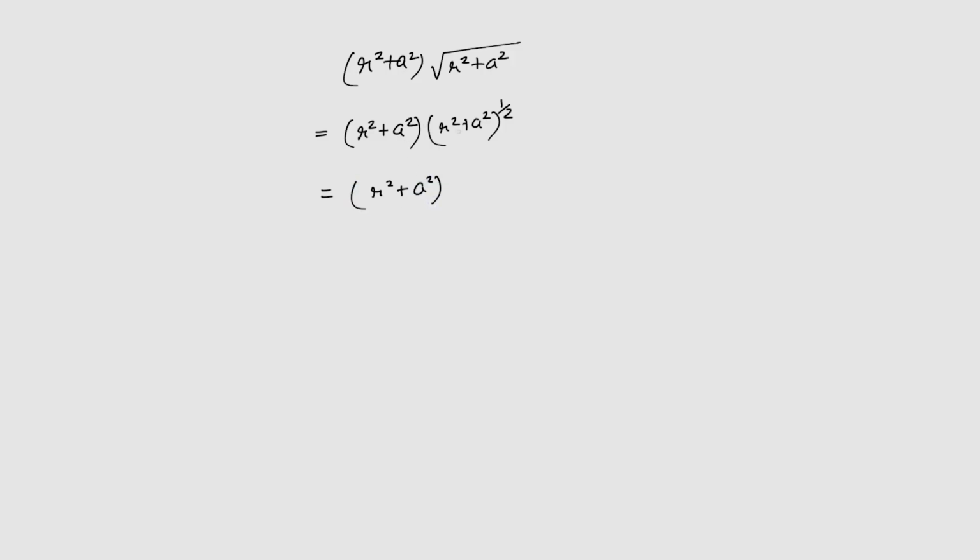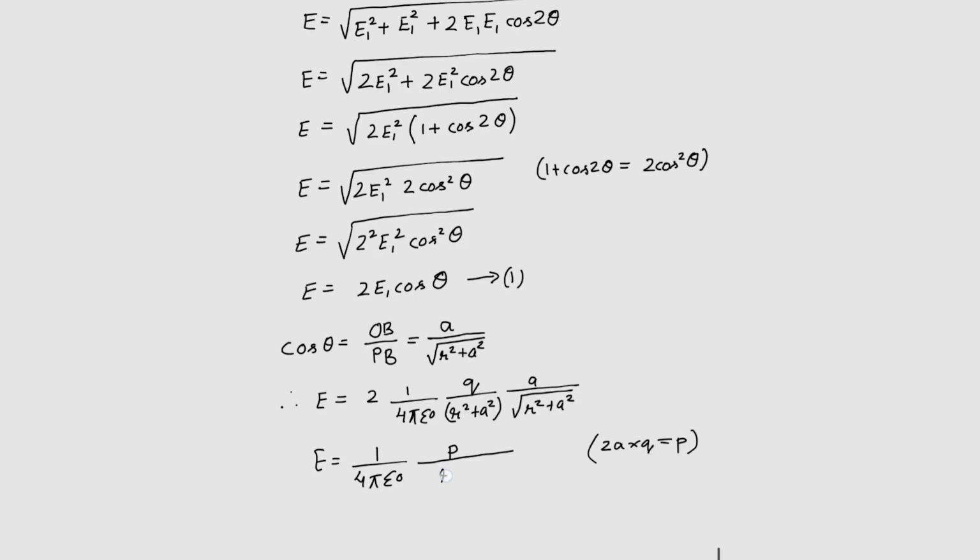The powers have to be added. So the power here is 1, so 1 plus 1 by 2. If you add them, you can see R square plus A square whole thing to the power 3 by 2. So this value, where you multiply R square plus A square into root over R square plus A square, gives the value R square plus A square whole thing to the power 3 by 2.